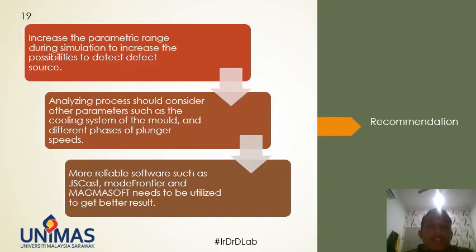So the recommendation is increasing the parametric range during simulation to increase the possibilities of detecting defect sources. Next is the analyzing process, which should consider other parameters such as the cooling system of the mold and the different phases of plunger speed. And lastly, more reliable software such as JSCAS, modeFRONTIER, and Magmasoft needs to be utilized by students to get better results.